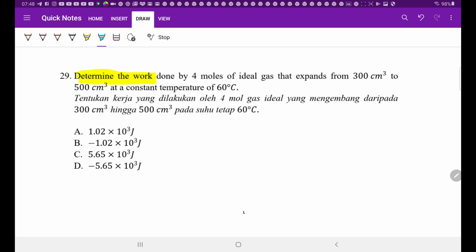Right, and the information given is 4 mole of ideal gas, and then it expands from 300 centimeter cube to 500 centimeter cube. The volume increases, and the other information is the constant temperature. This one will give us a clue. The process here is isothermal. Since the volume is increased from 300 centimeter cube to 500 centimeter cube, this is what we call isothermal expansion.